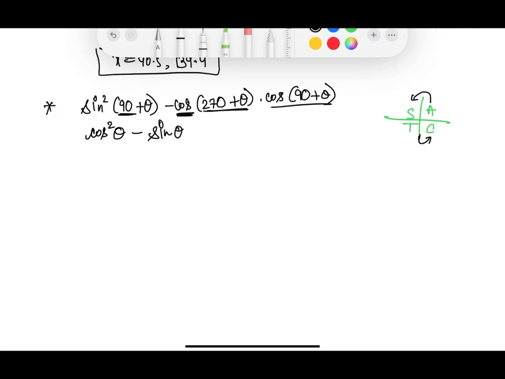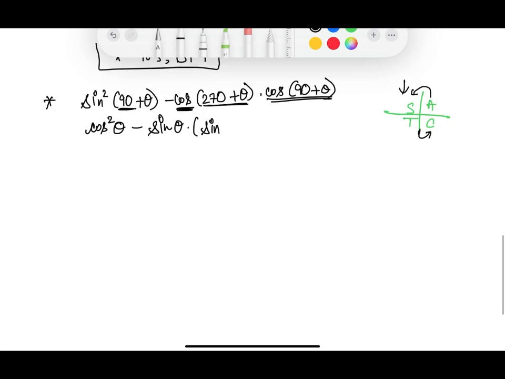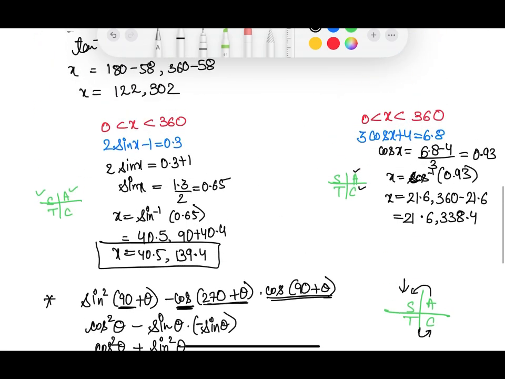Now we check cos (90 plus theta). Cos (90 plus theta) becomes sine, and 90 plus theta means the second quadrant, where cos is negative. That's why we have to put a negative sign. So then it's cos squared theta plus sine squared theta, which is 1. I hope it's clear. That's how we are supposed to use that trigonometric identity.